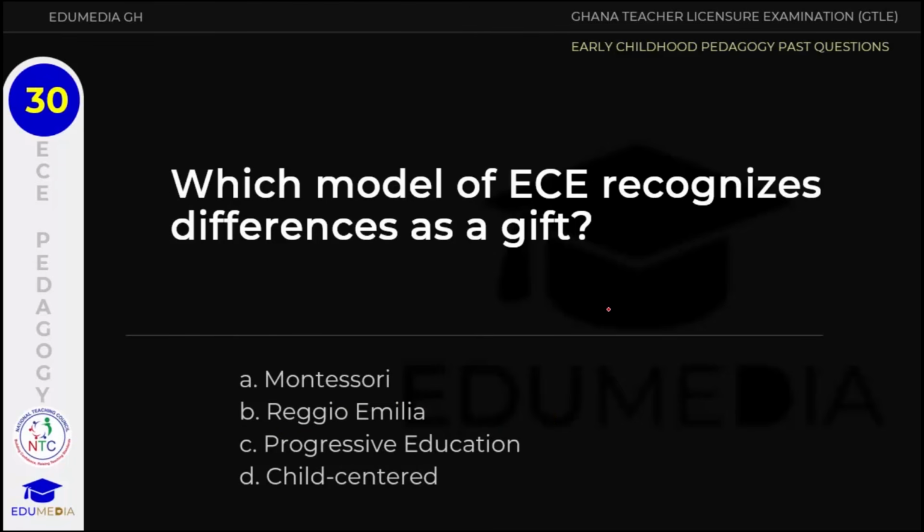Question 30. Which model of early childhood education recognizes differences as a gift? We have the options A. Montessori, B. Reggio Emilia, C. Progressive education, and D. Child-centered. The correct answer is B. Reggio Emilia.